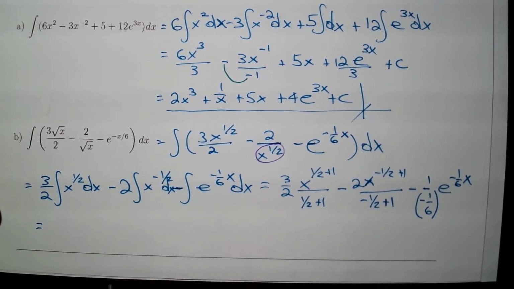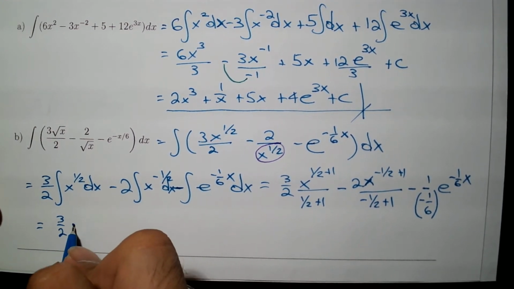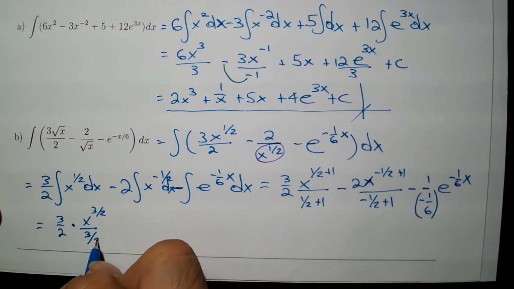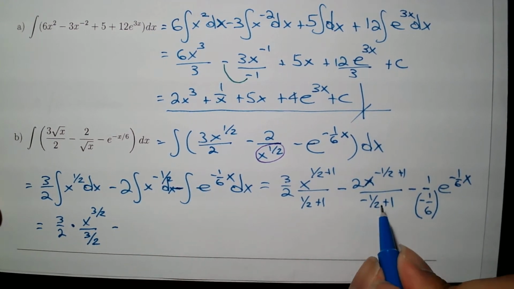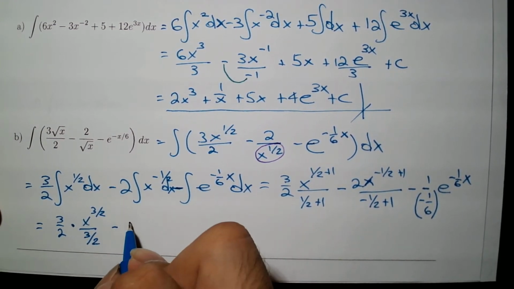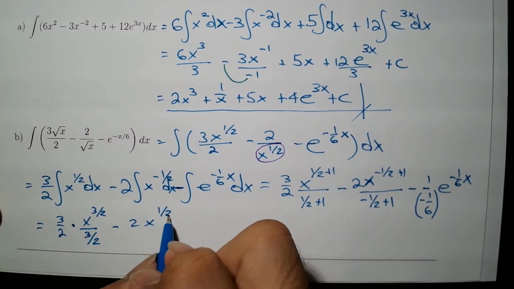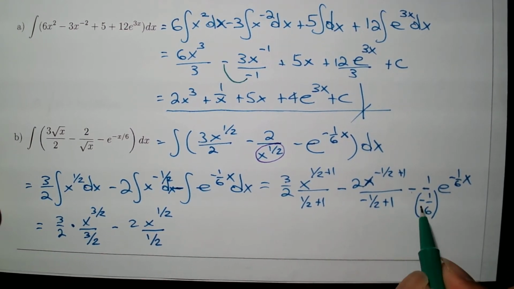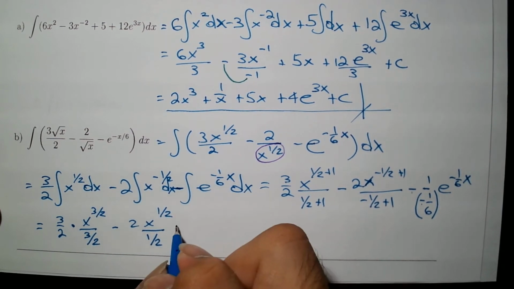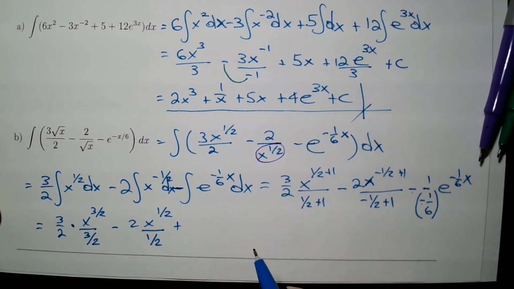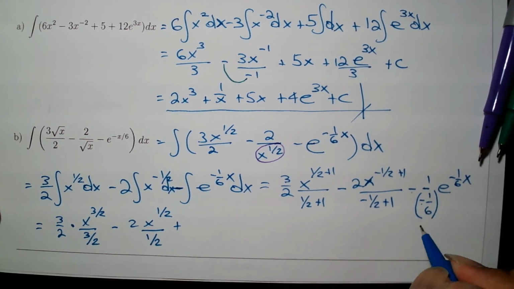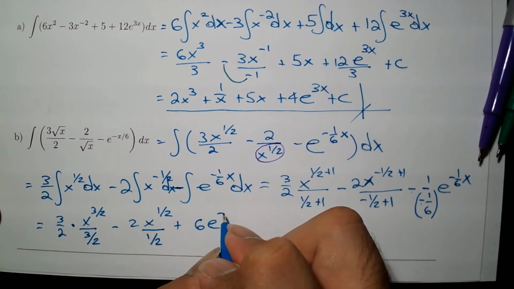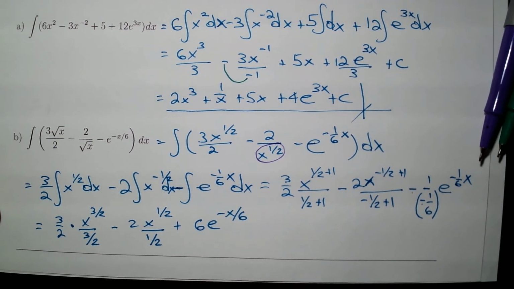Okay, so that will be 3/2 times x to the 3/2 divided by 3/2 minus 1 minus 1/2, again it's 1/2, to x to the 1/2 divided by 1/2. Okay, and in this case, number 1, a negative times a negative will give us a positive. And dividing by 1/6 is the same as multiplying by its reciprocal, which is 6 e to the negative x divided by 6. At this point, we can go back to this notation.